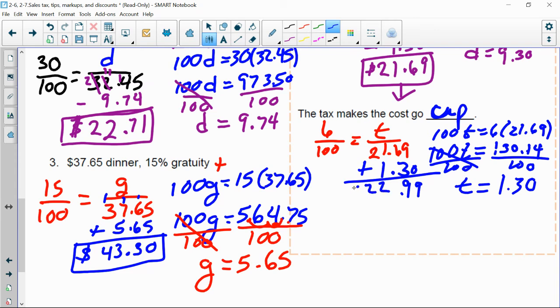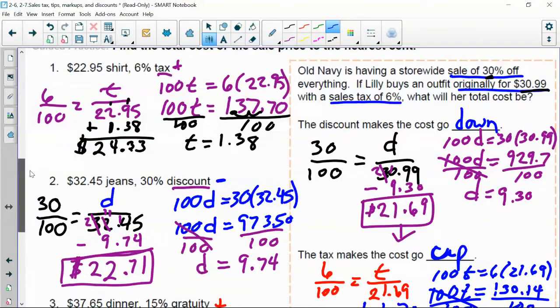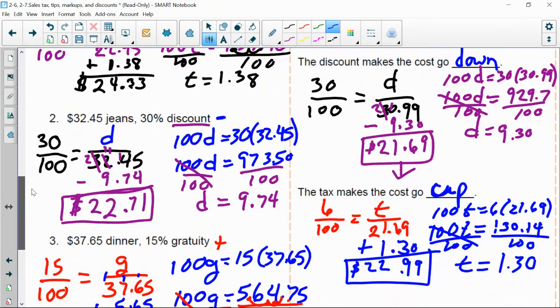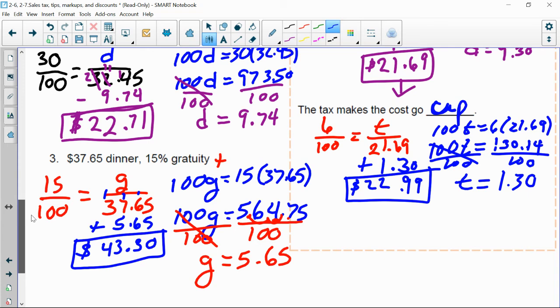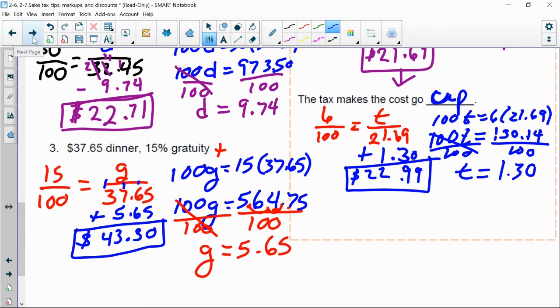So your total after discounts and tips is $22.99. Originally, Lily's outfit was $30.99. So technically, she saved $8 with the taxes added on. Okay? All right. If you notice, the more expensive something is, the more the taxes are.